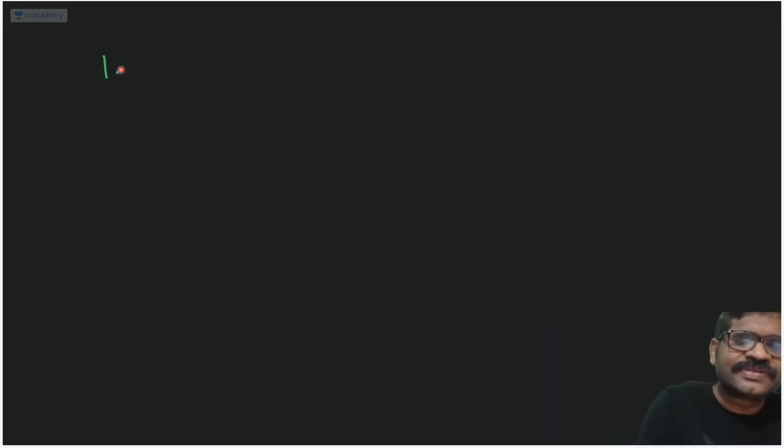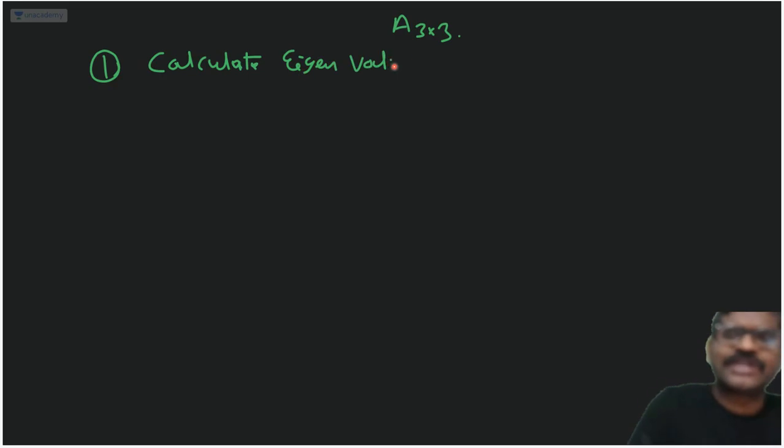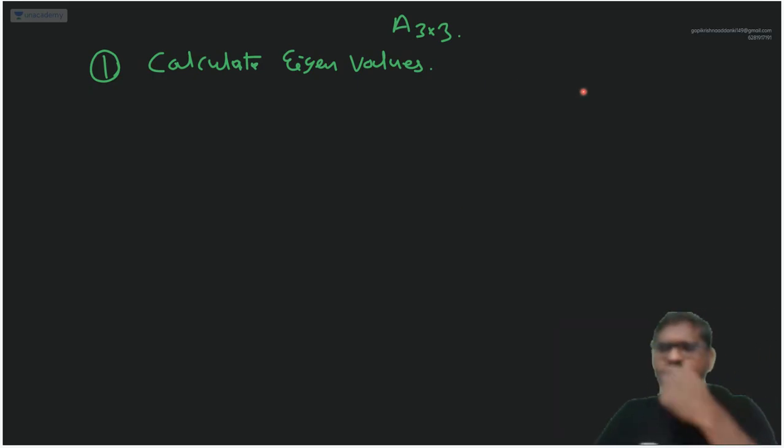First, you have to calculate eigenvalues. Suppose your matrix is 3 cross 3. Calculate eigenvalues, that is step 1. Suppose you have 3 eigenvalues: lambda 1, lambda 2, lambda 3.